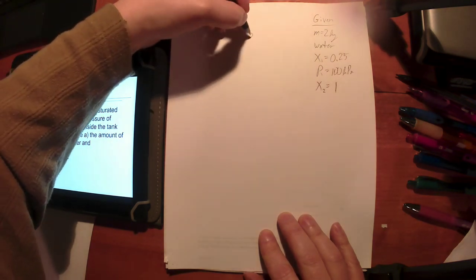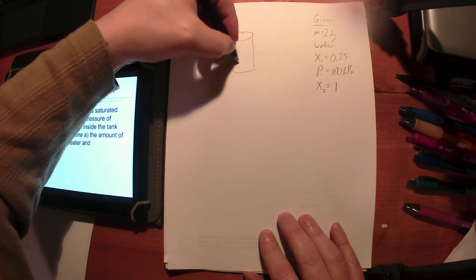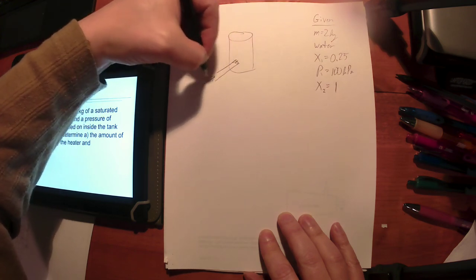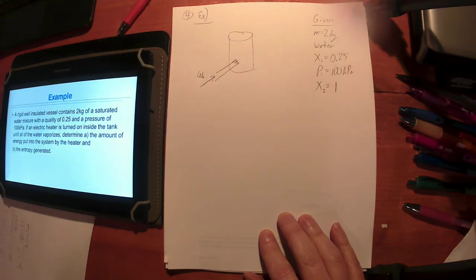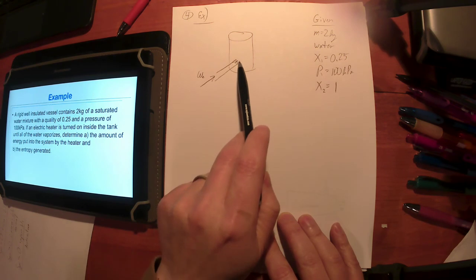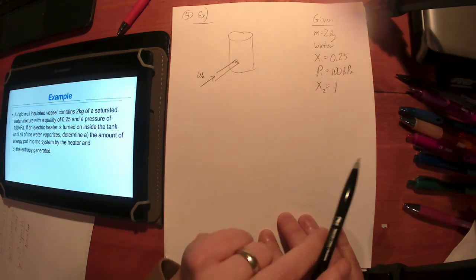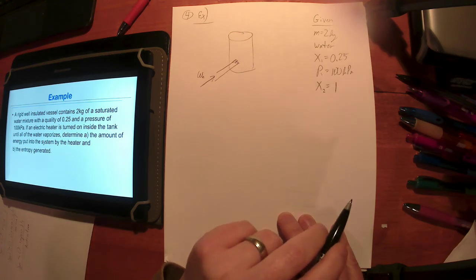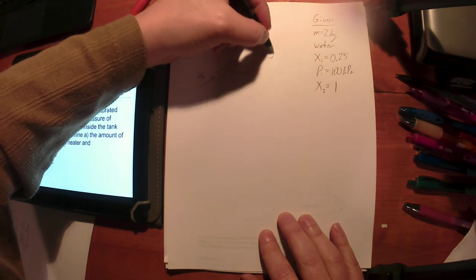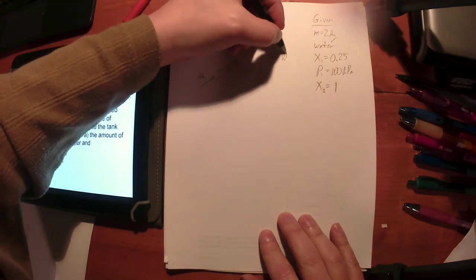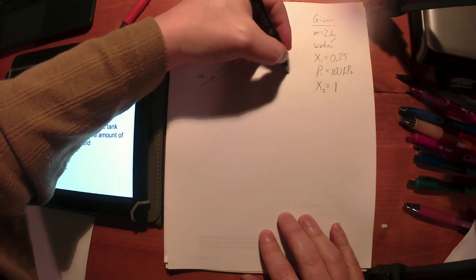And so I've got this tank. I've got some kind of device in here putting electrical work in. We're going to call it a work term because electricity is always work. It converts into heat inside, but when it crosses the boundary, it's coming in as electricity. So we call it work going in. They want us to find A, what is that work, and B, what is the entropy generated.